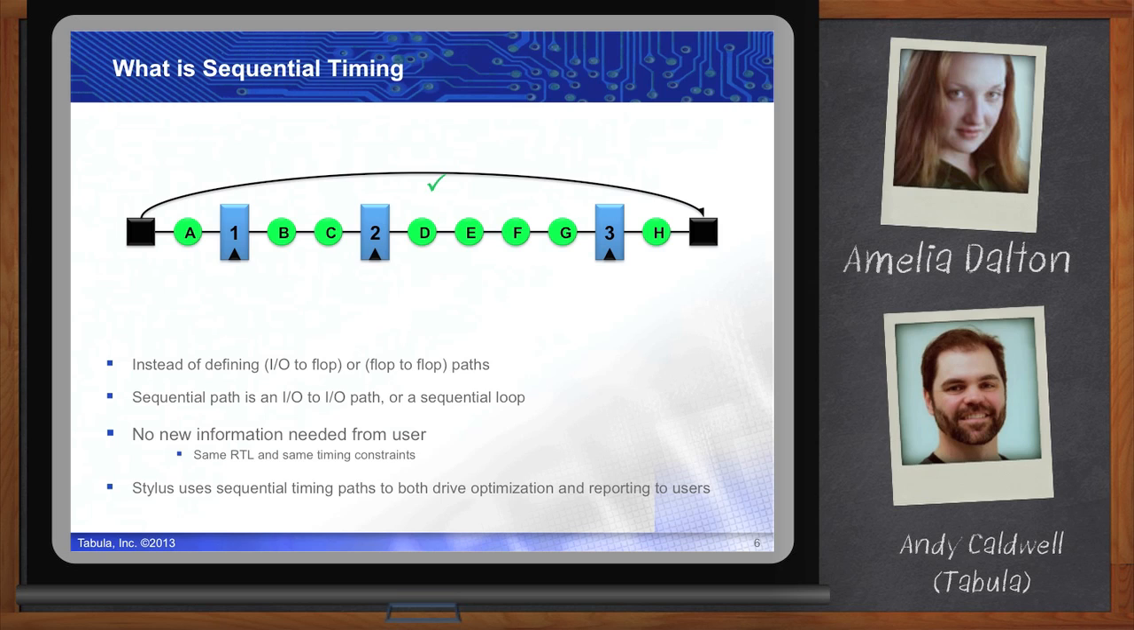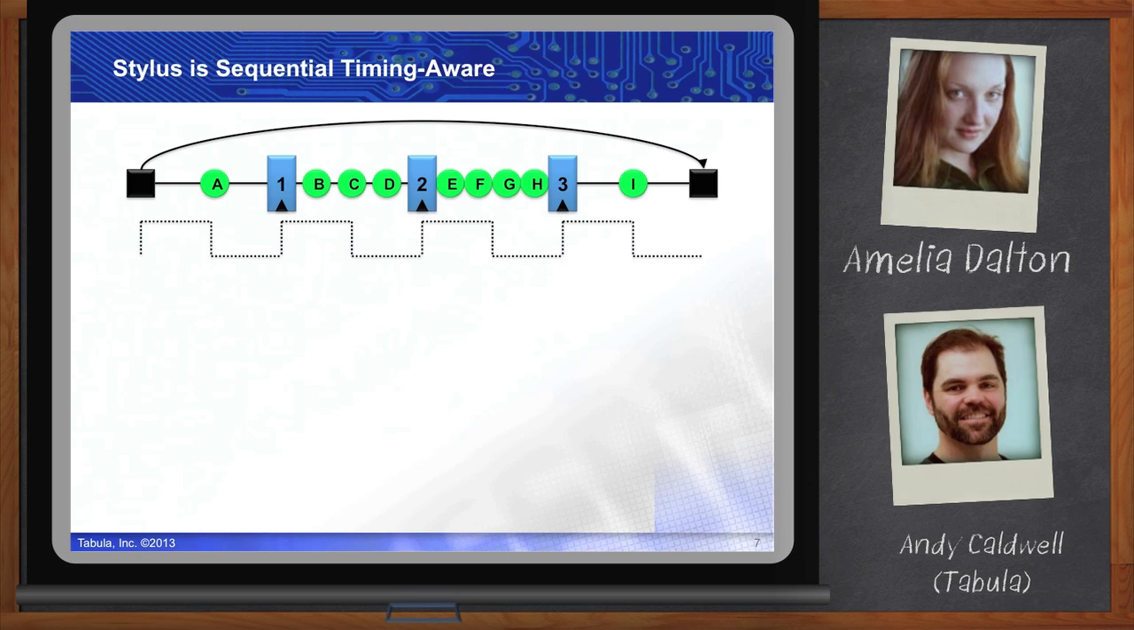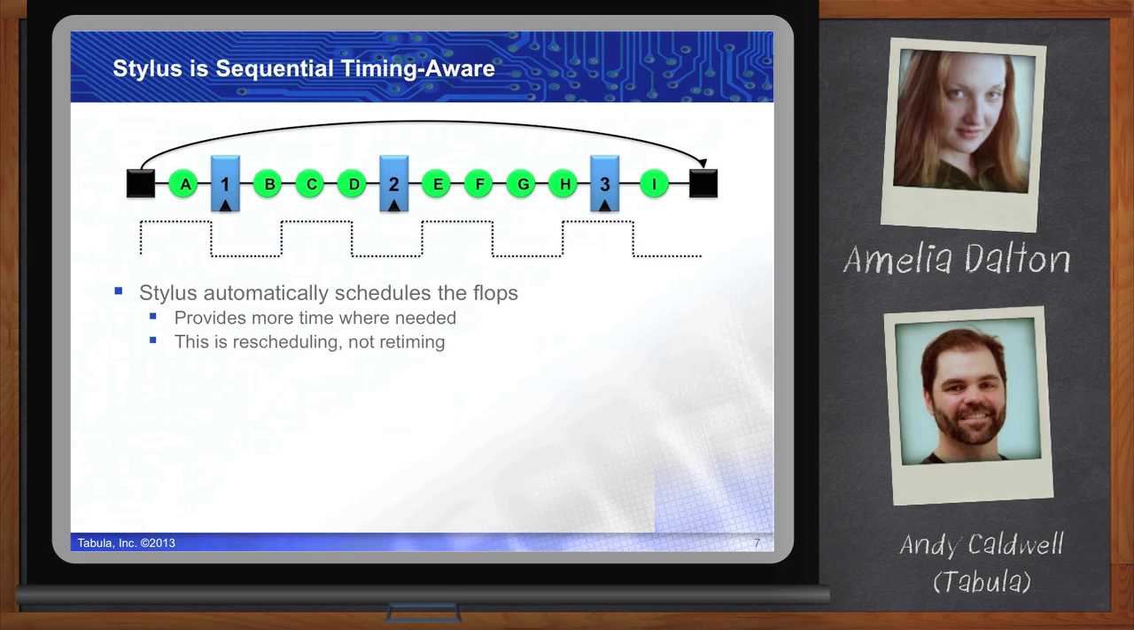Great. So, Andy, how do we use that information? Well, Stylus uses this to both drive timing optimization and provide better feedback to users. Okay. Let's look at how that works. Stylus automatically reschedules the flops, providing more time where it's needed, where there's more delay. This preserves functionality, latency, bandwidth, all of the actual aspects of your design constraint.